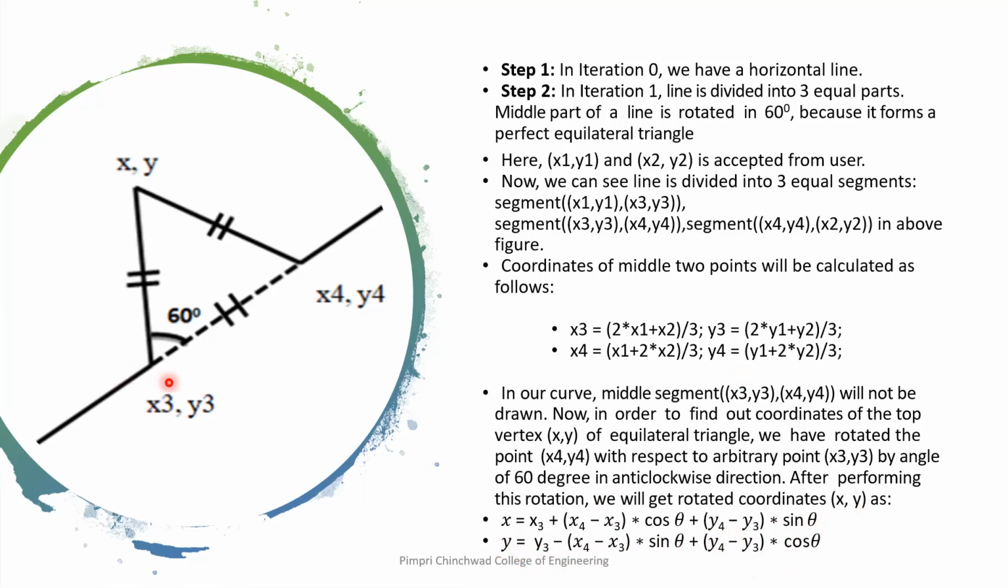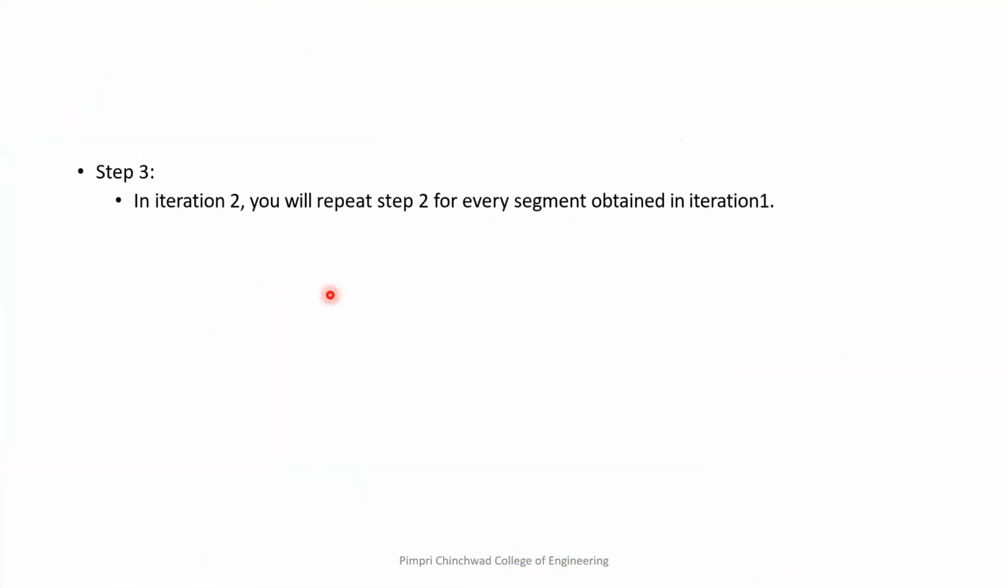So practically I have rotated this point, right? This point I have rotated here, right? Using the rotation matrix. Now what I have to do? I have to join x, y to x4, y4, right? So in this way, I got the first iteration. In the next iteration, we have to repeat these step 2 for every segment obtained in iteration 1.